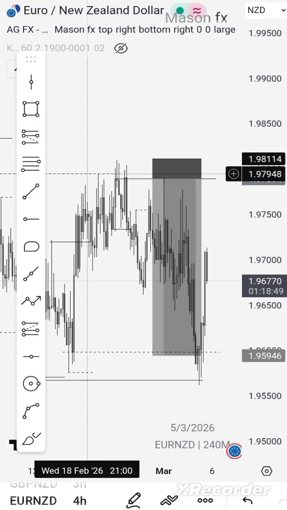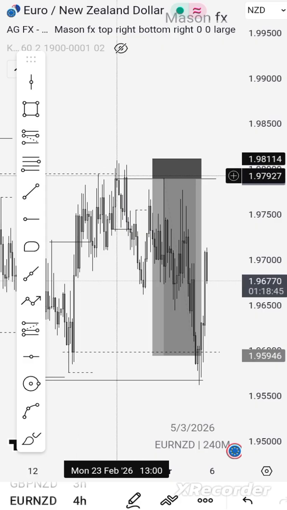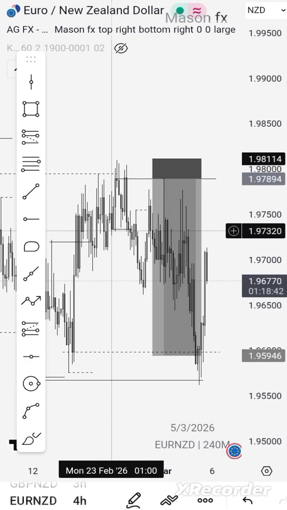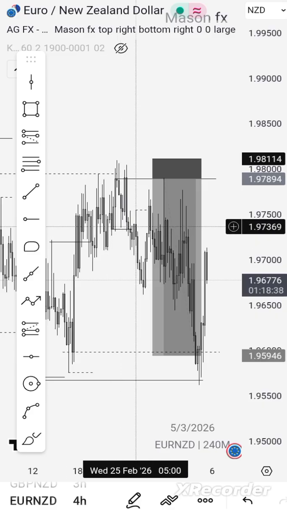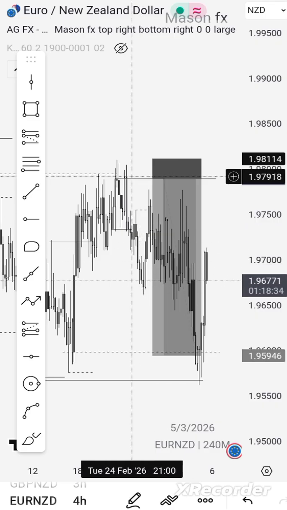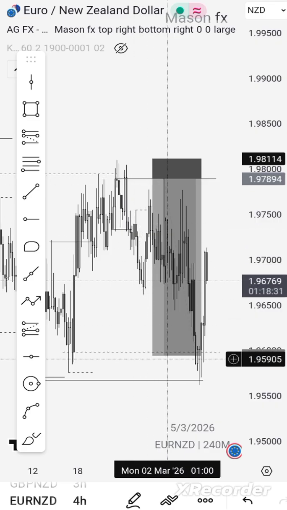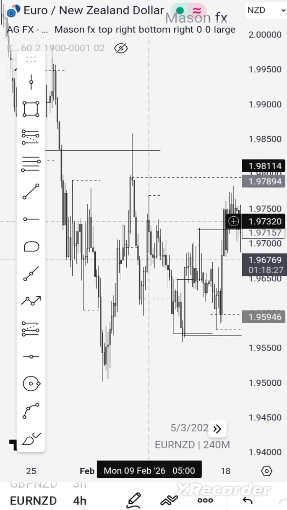We have a rejection from this daily key level here. This is a higher time frame key level. After this rejection, we have a break of structure here. Can you see the break of structure? We have a break here. Then after the break, we have this pullback, which serves as our liquidity, and then price came back to the apex and then sold off.